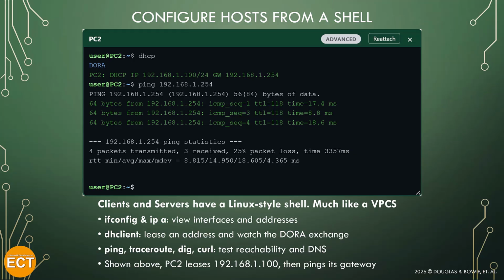Clients are configured from the shell, much like we would do with a VPCS in GNS3. The basic configuration is done at a shell. There's a question mark, and you can get a list of options that will show you a variety of different ways. You can see in the screenshot here, I typed DHCP, and it went out and did a DORA and got an IP address, and I was able to ping and that kind of stuff.